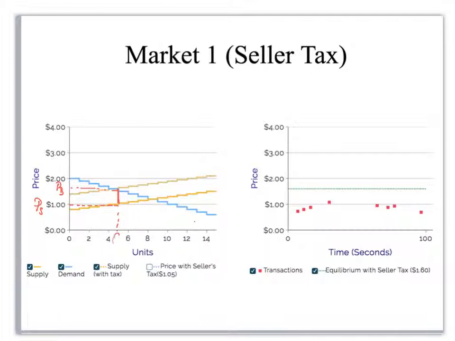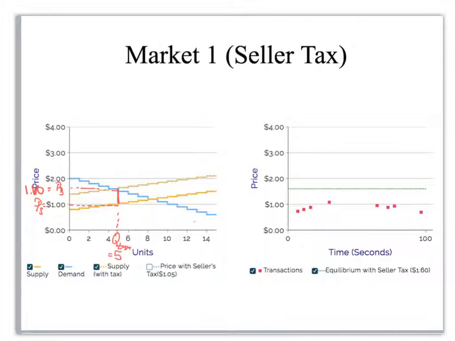and decreases the quantity. So in this market with a 60-cent tax, the quantity we would expect would be about 5 oranges transacted. The price that buyers pay should be about $1.60, and the price sellers receive should be $1, with that 60-cent wedge now between the price that buyers pay and the price that sellers receive.